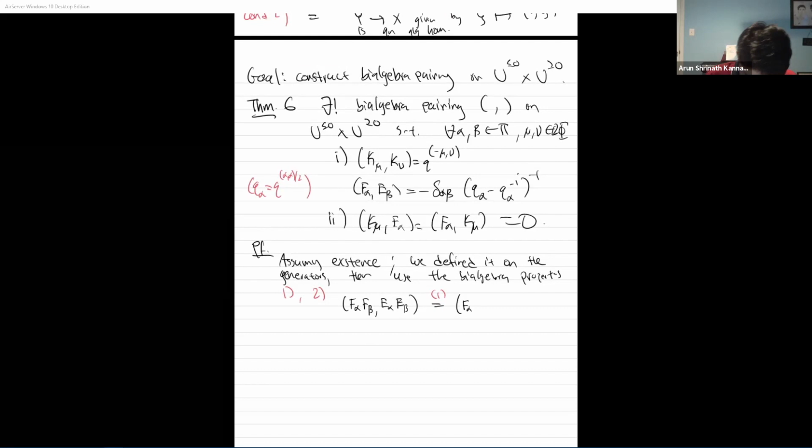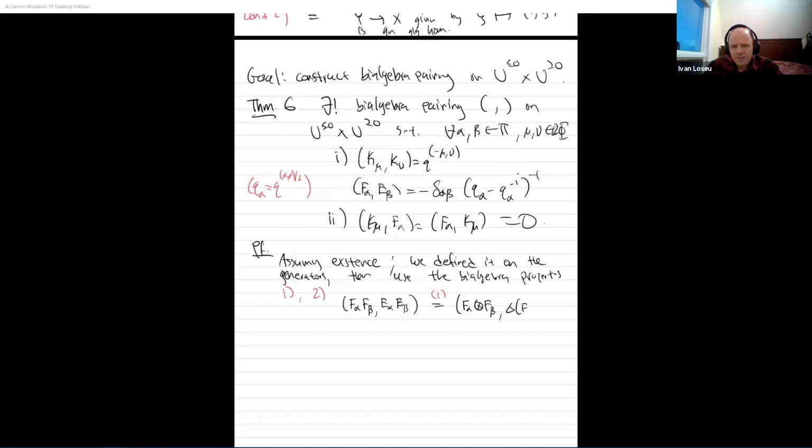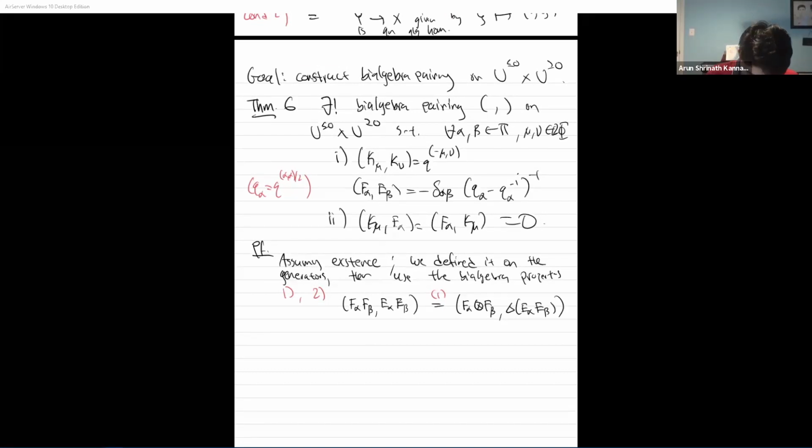Okay, so this becomes f alpha tensor f beta, e alpha e beta. Okay, and then you can expand that out because the co-multiplication is an algebra homomorphism, and this becomes e alpha tensor 1 plus k alpha tensor e alpha times the same thing including betas.